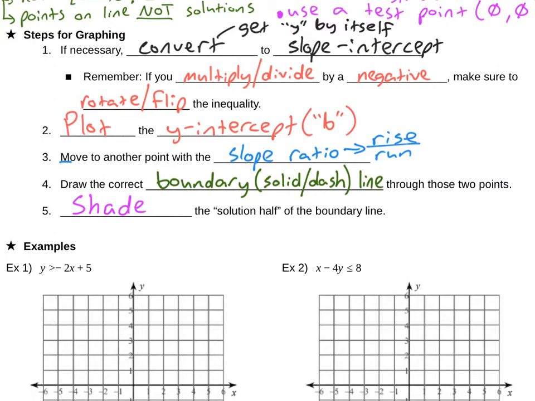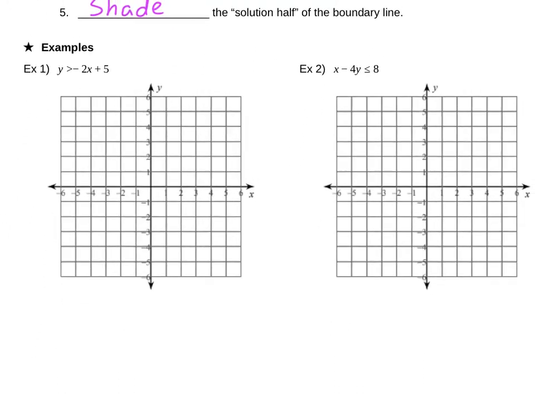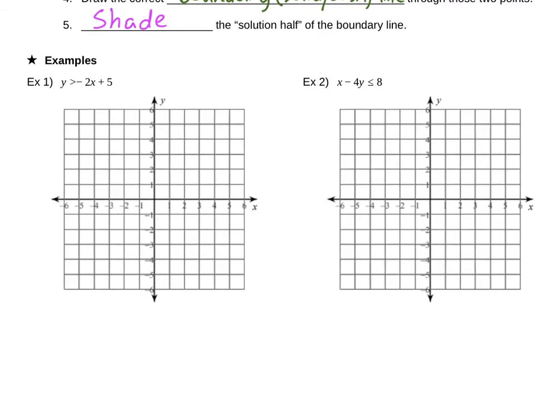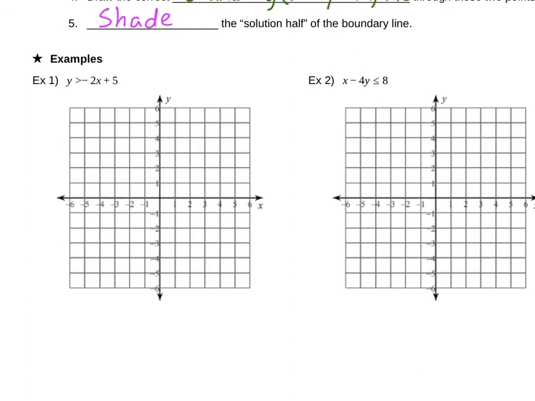All right, let's use these steps to do the first example. Now notice example 1 and 2, one of them's harder than the other. This one's harder because it's not in what? It's not graph ready. It's not slope intercept ready here. This one is. This one's already ready to go.